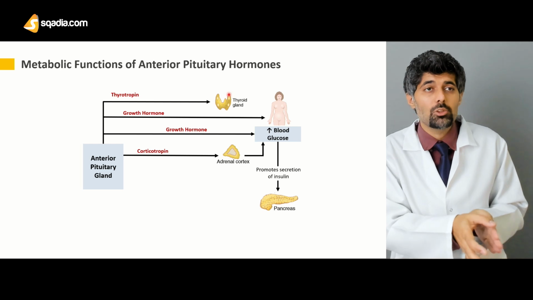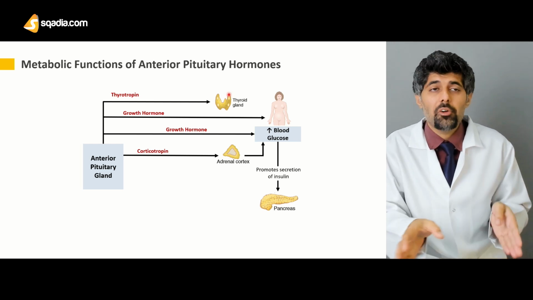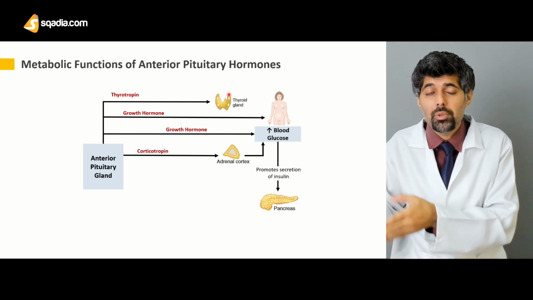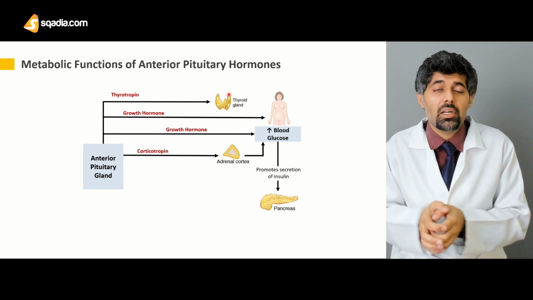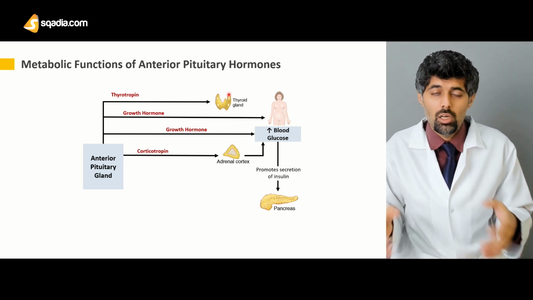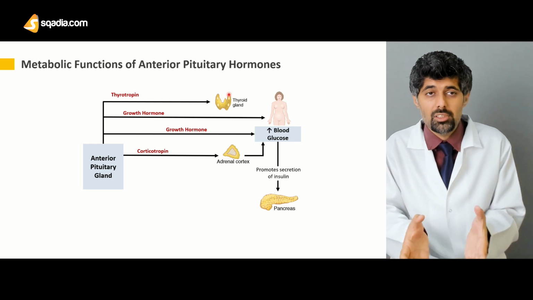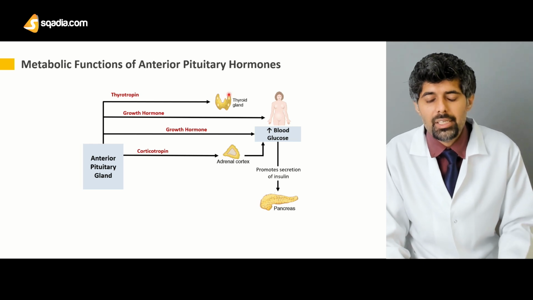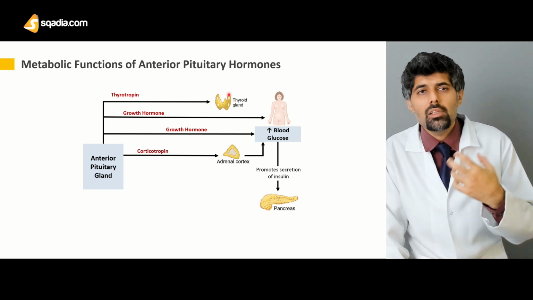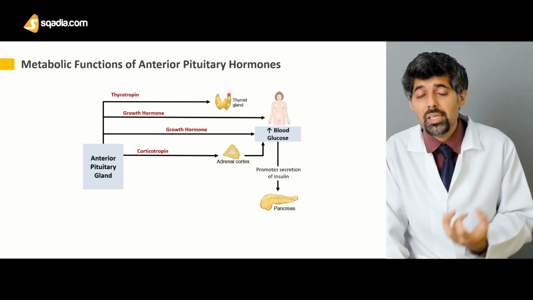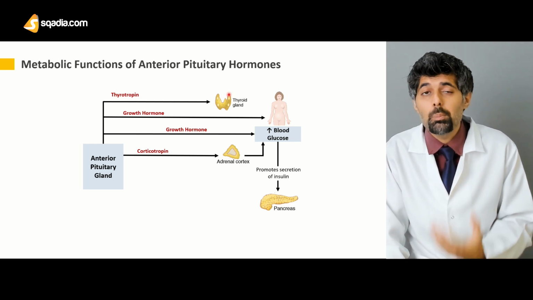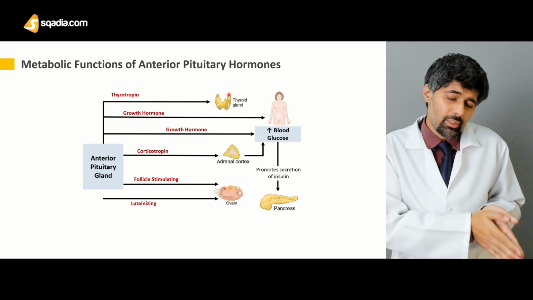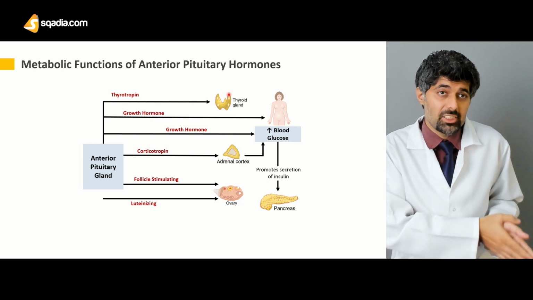Now, without the insulin, the glucose only remains in the blood. When it remains only in the blood, that leads to hyperglycemia, and hyperglycemia can have dire consequences, most notably that it can result in diabetes mellitus, and it does all of this by affecting the islets of Langerhans and the beta cells which are found inside the pancreas. Now, next are the follicle stimulating hormone and the luteinizing hormone.